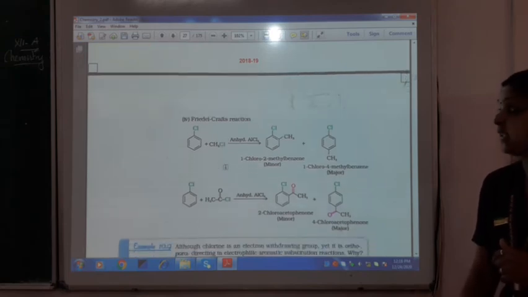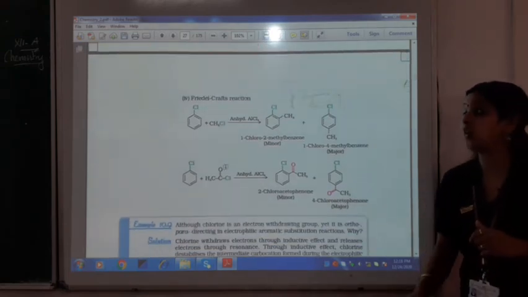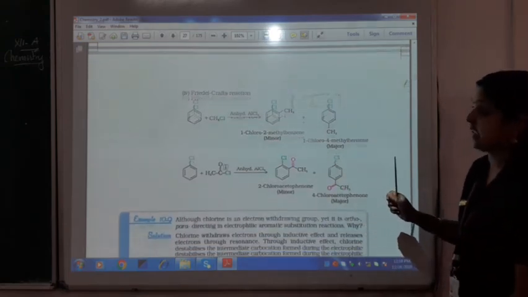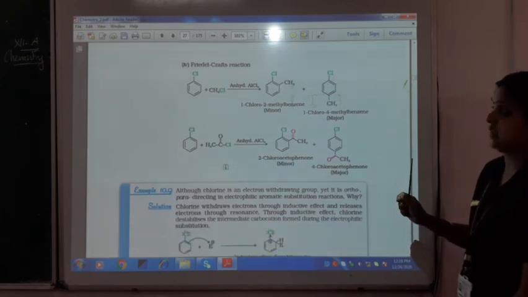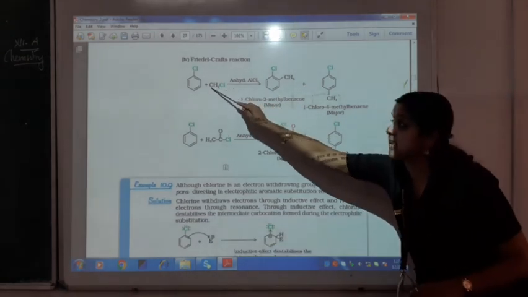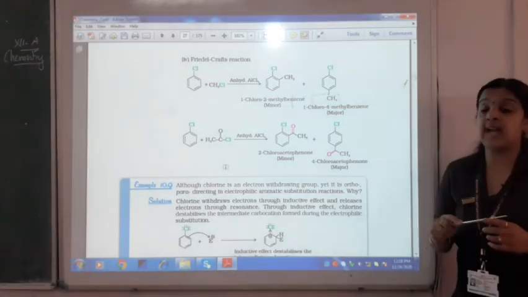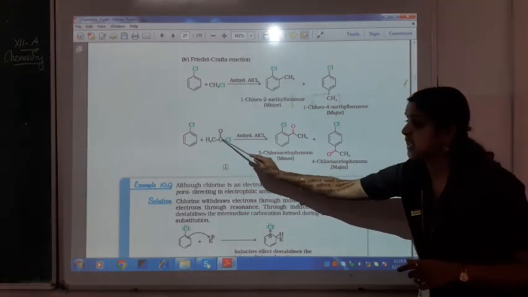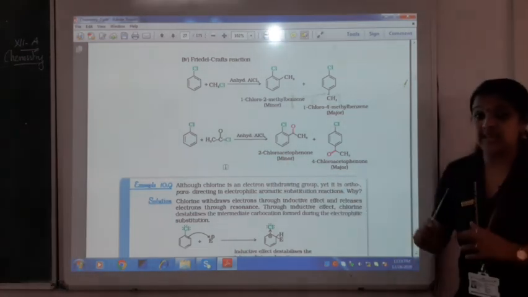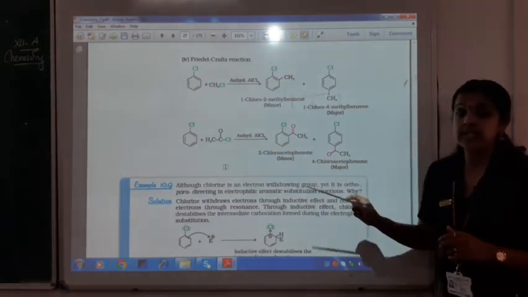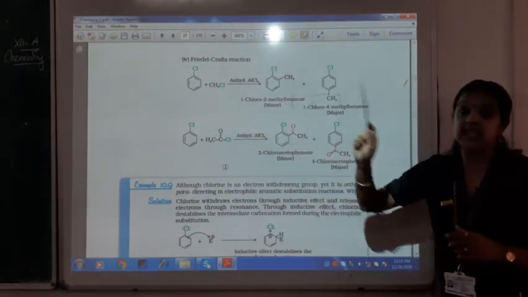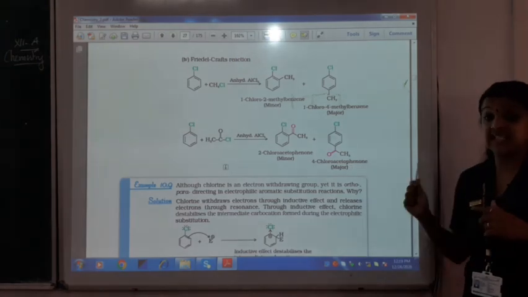We have also learned the Friedel-Crafts reaction, where you have alkylation and acylation. What is alkylation? Alkylation means an alkyl part is being added. Acyl means COCH3 is called acyl. This is an acid chloride, so this acyl part is actually getting added, so we call it acylation.